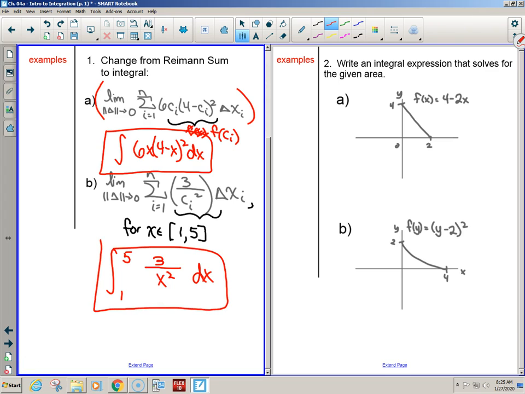Okay, more than Adam gets it, right? And Mariah? And Kathleen, the rest of you guys are checking. So that C sub i is just a snazzy name for an x, that's all. It's just a snazzy name for an x.